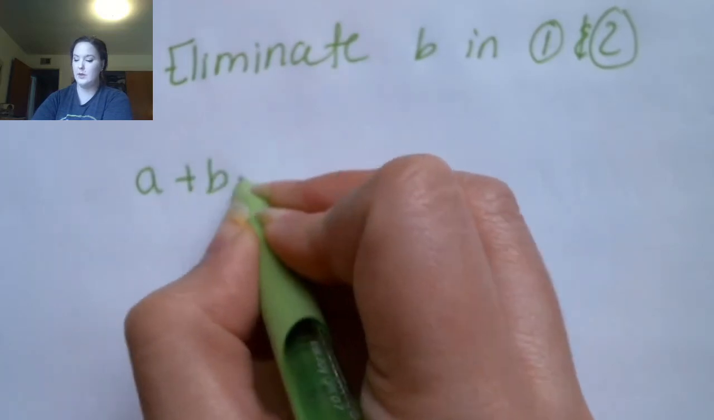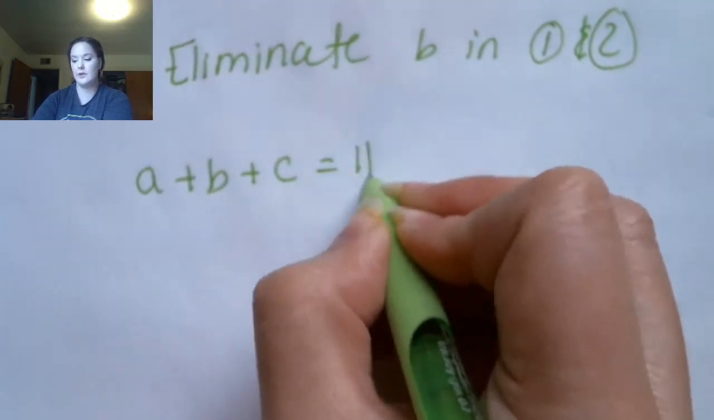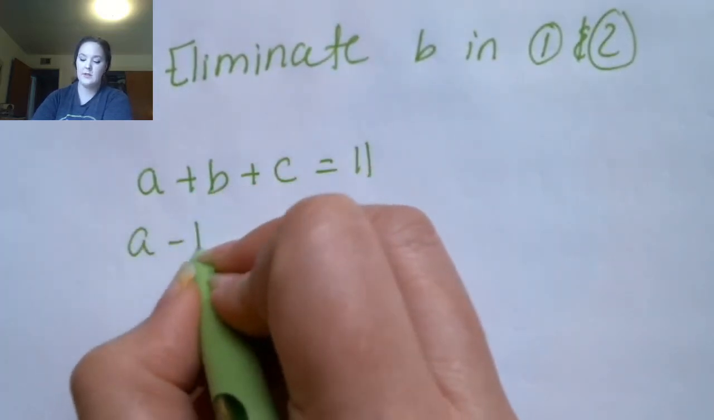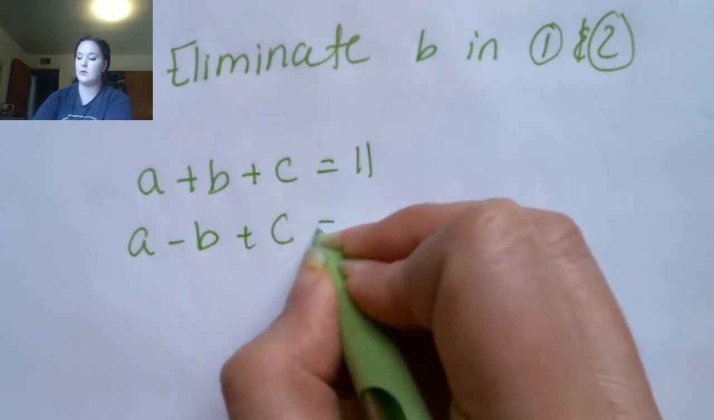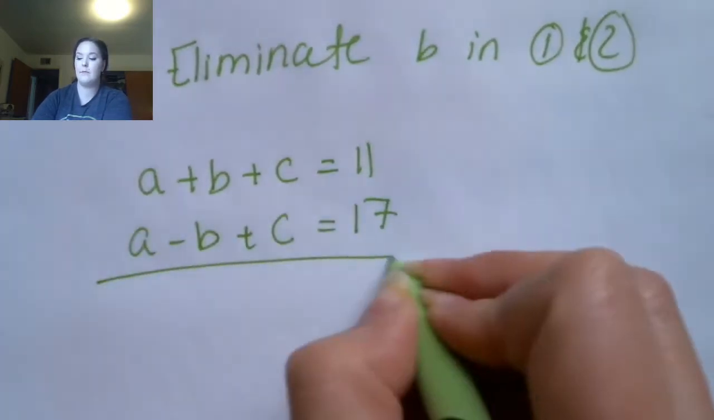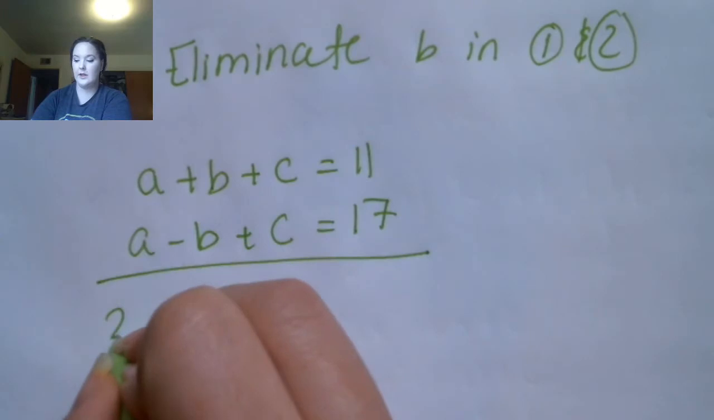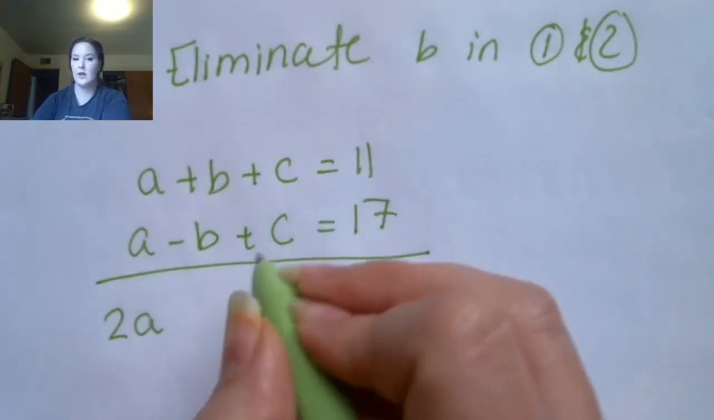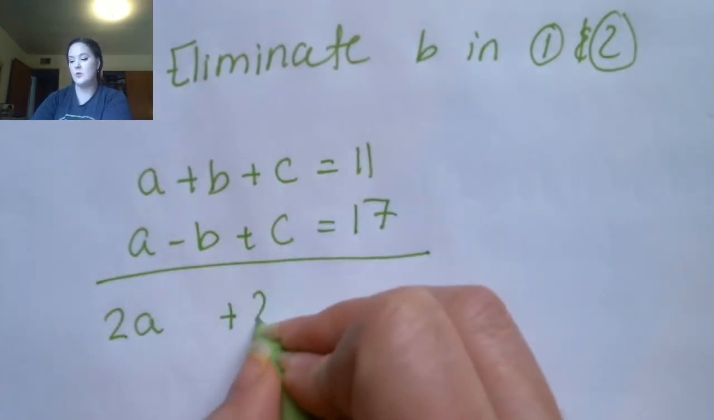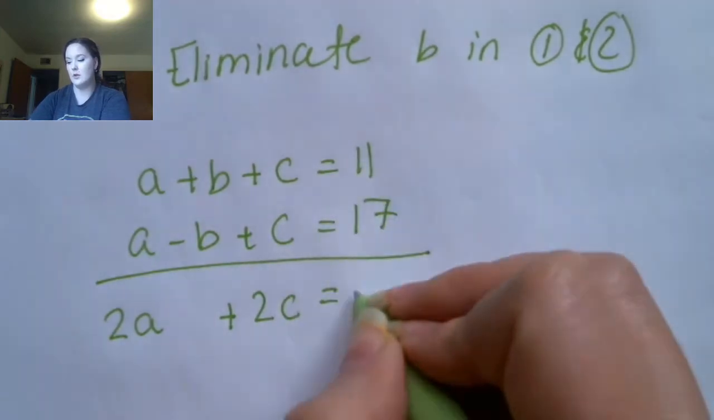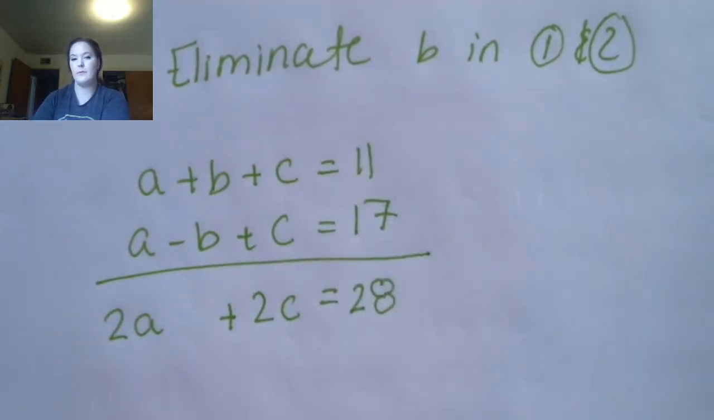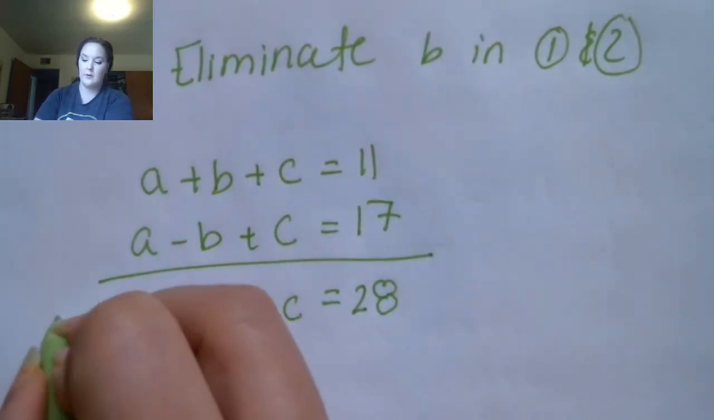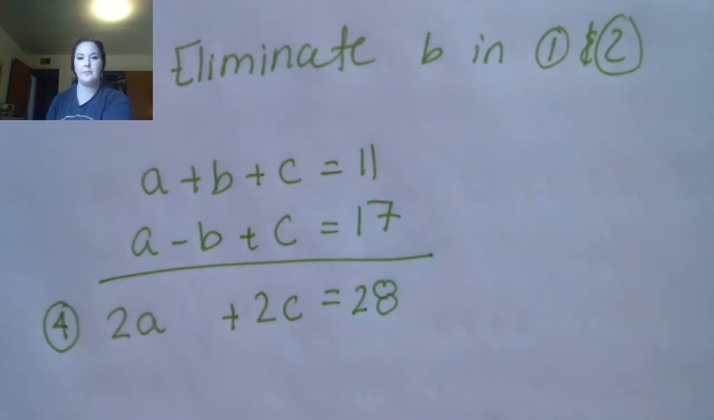So I have a plus b plus c equals 11, and then I have a minus b plus c equals 17. I'm going to add them together. I get 2a, the b's cancel as intended, plus 2c equals 28. This is my equation 4.